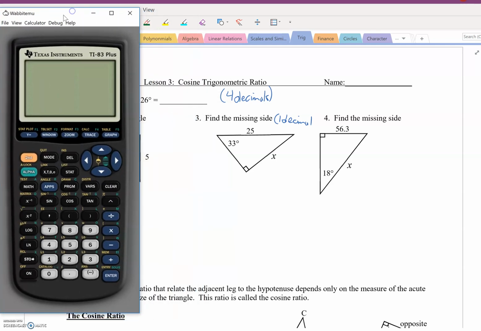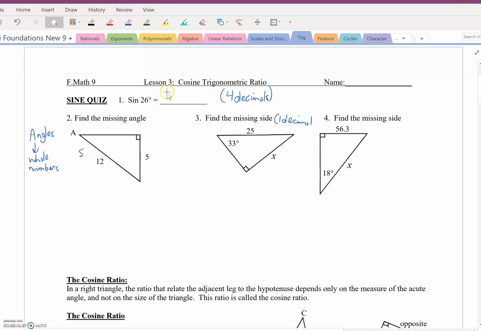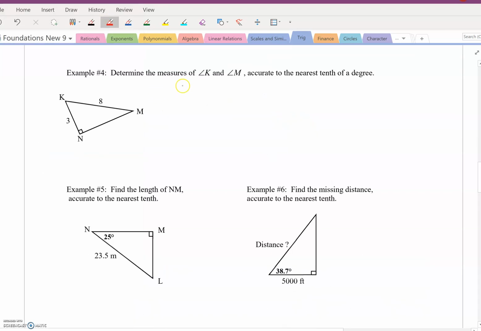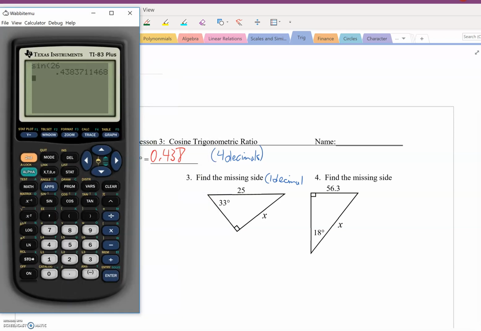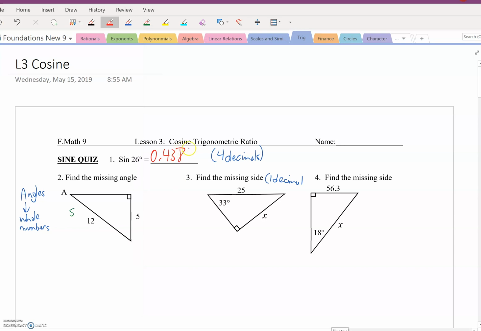Ones that work on the new system, you will just type in as you see it, which is sine 26 degrees. Sine 26 equals, and then go to 4 decimals. Just truncate, don't bother rounding. So the answer is 0.4383. Okay, good enough. That's it.